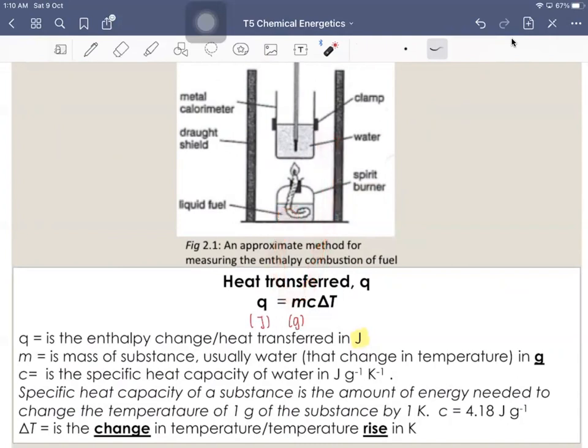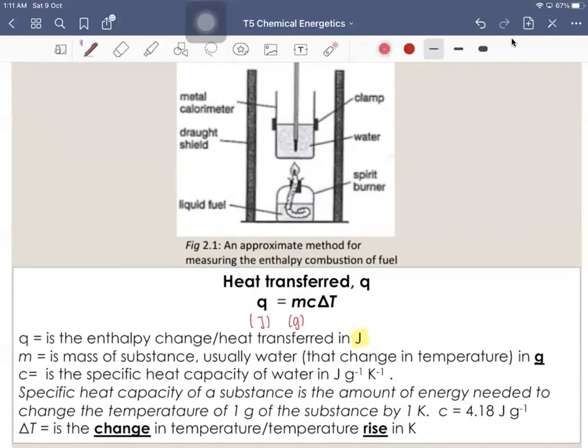Okay, so the mass is referring to the water, right? I'll talk about the mass of ethanol later on. C is the specific heat capacity of water. C is just like a constant, so you don't have to worry about C. It's a constant that has a value of 4.18.